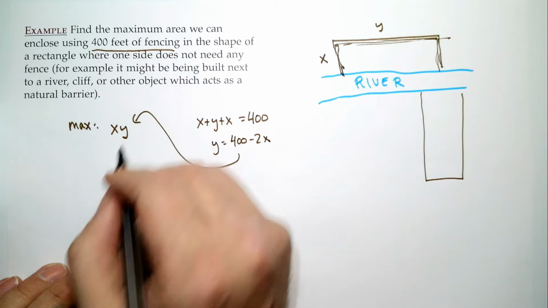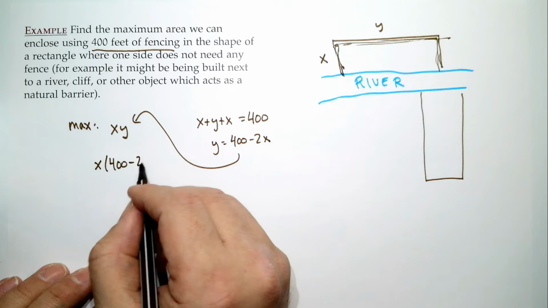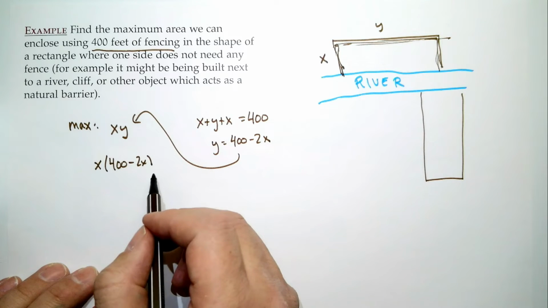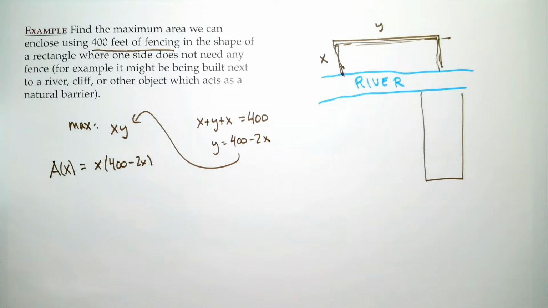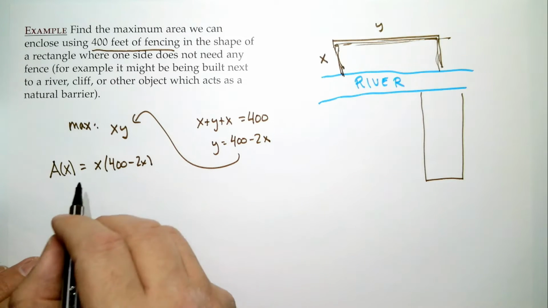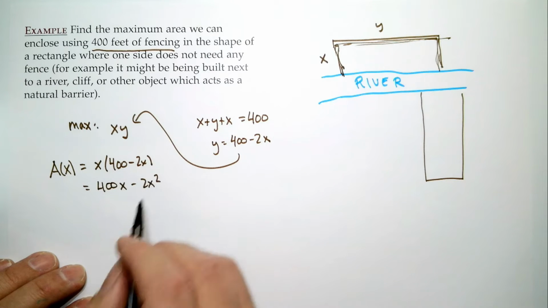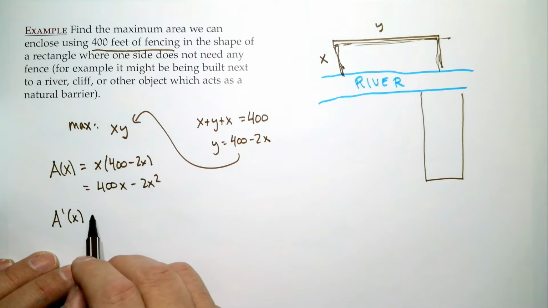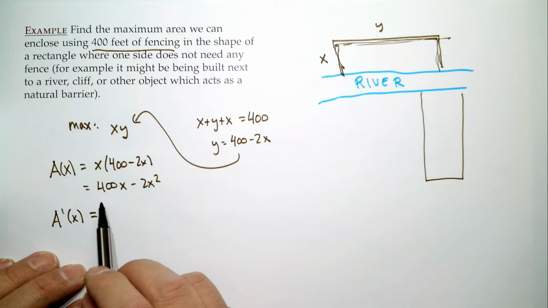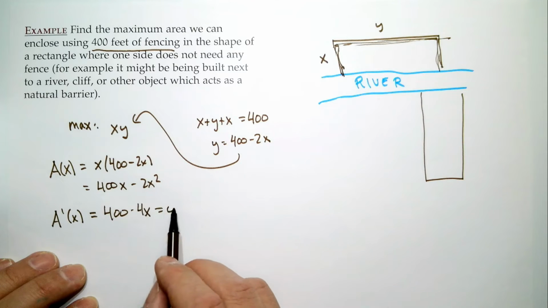And so we can put it in here and we say, okay, now we have our area function is X times 400 minus 2X. Notice one variable. So let's call this area as a function of X. And if we're going to take a derivative, it'd probably be best if we first multiply this out. 400x minus 2x squared. So now we take our derivative because we're looking for our critical points. So what is our derivative? Well, derivative of 400x minus 2x squared: 400 minus 4x. And we set this equal to 0.